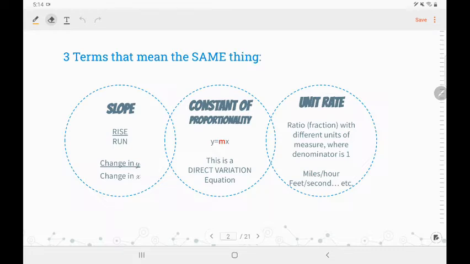Slope, remember, as we've been discussing, is the rise over the run, or the change in y over the change in x. A constant of proportionality is the m of this equation, y equals m times x. And remember, slope is a fraction, and unit rate is also a fraction, a measure where the denominator is 1. So miles per every hour, feet per every second, etc.